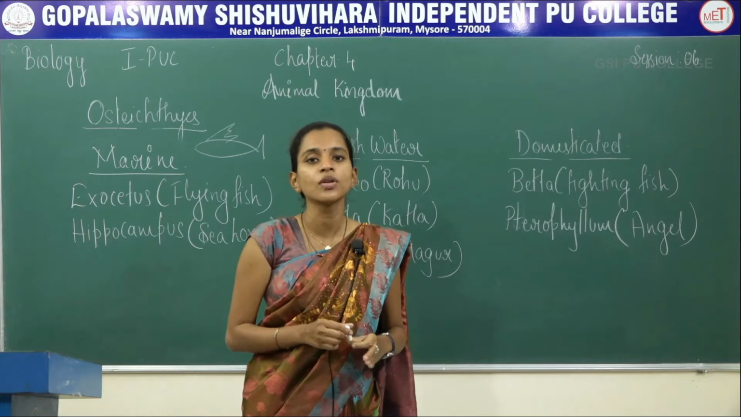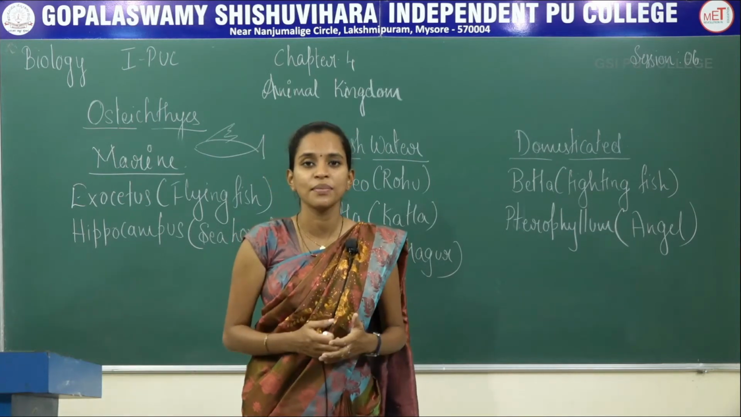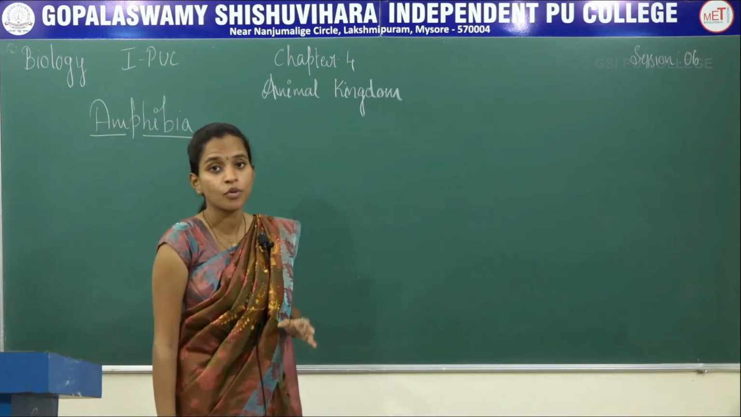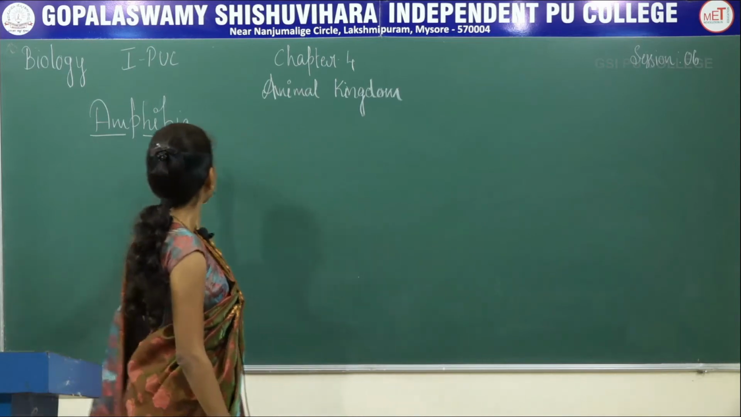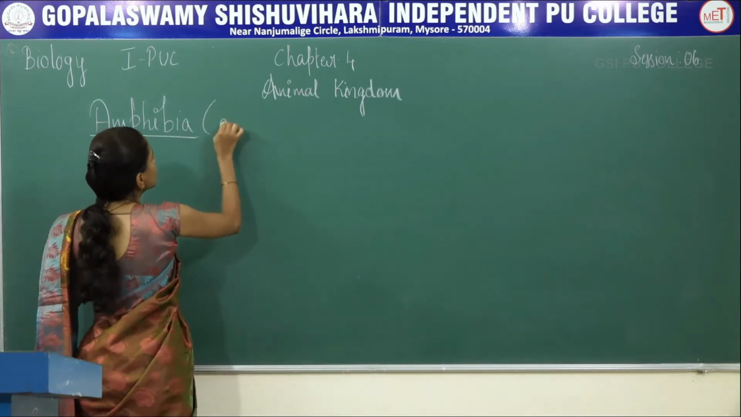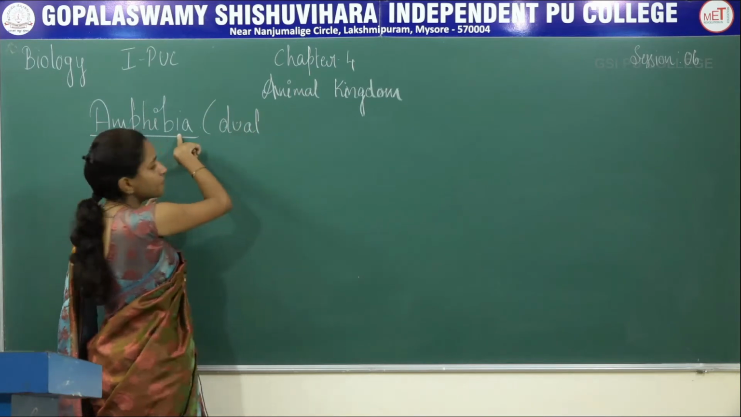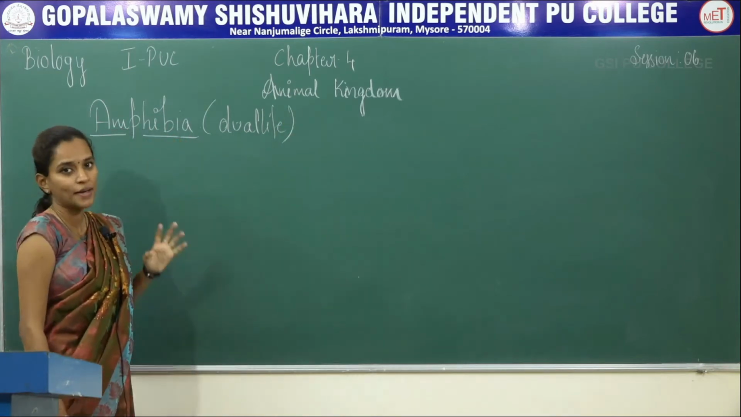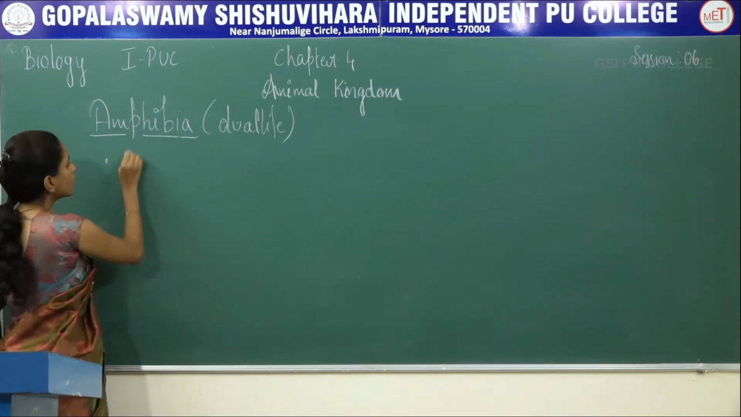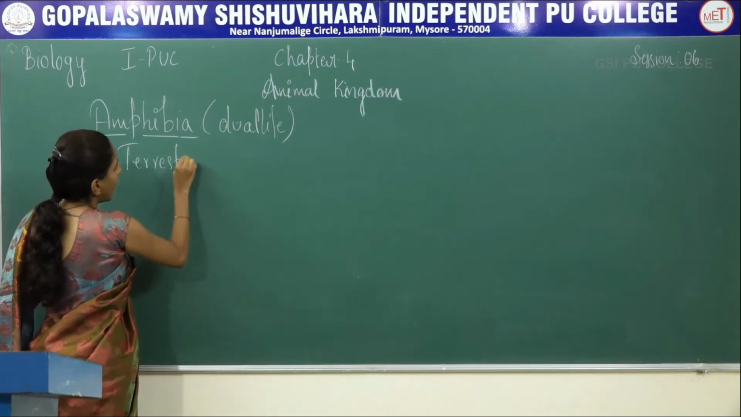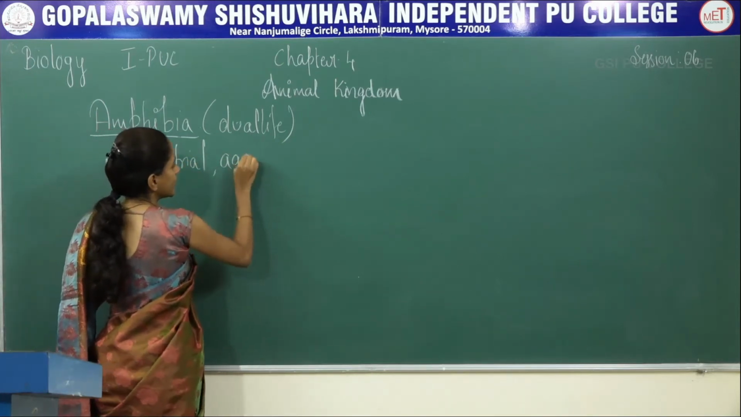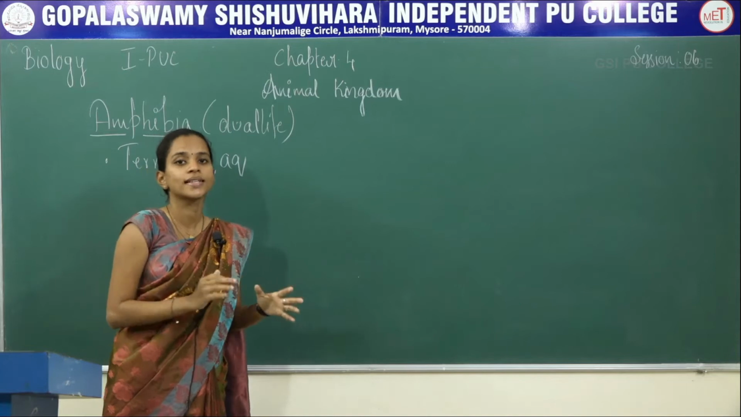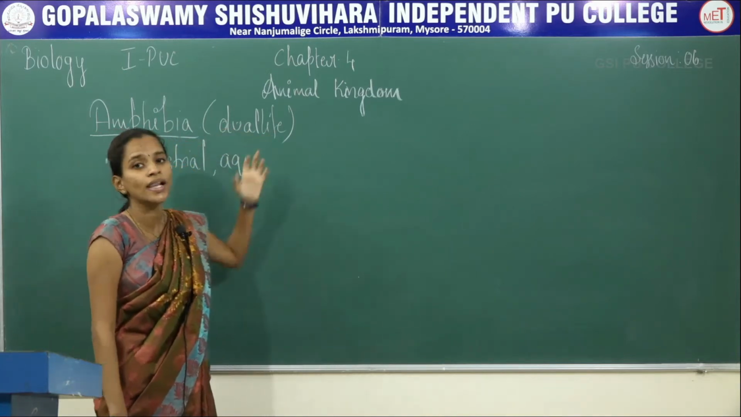Next we have to study about tetrapod classes. It includes Amphibia, Reptilia, Aves as well as Mammals. Next, the tetrapod first class, that is Amphibia. The name here, amphi, means dual. Bio is life. So these organisms have a dual life. That means these are living both in terrestrial as well as in aquatic regions. So these can survive both in terrestrial region as well as aquatic region. That is why they are having dual life.